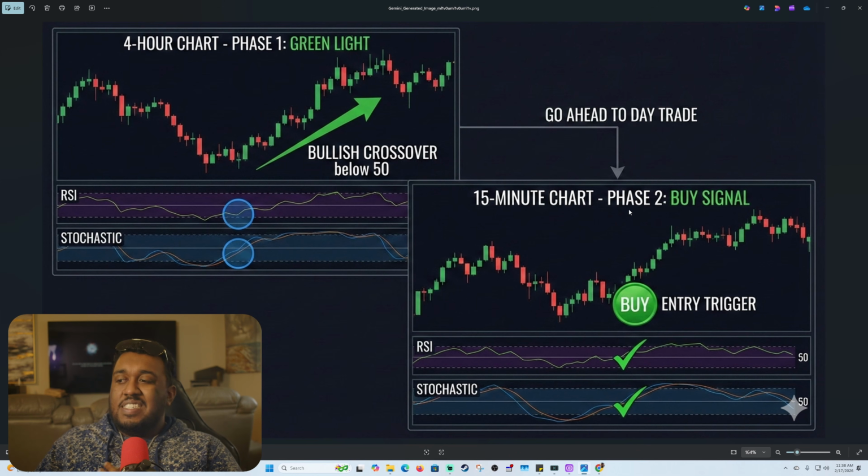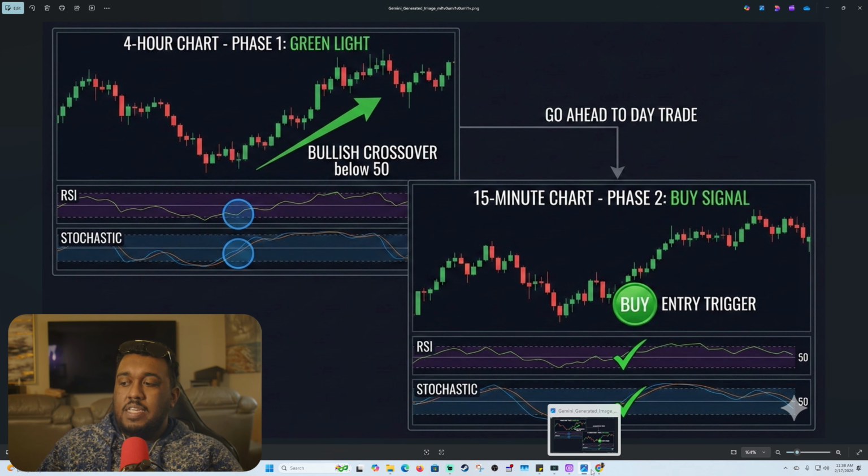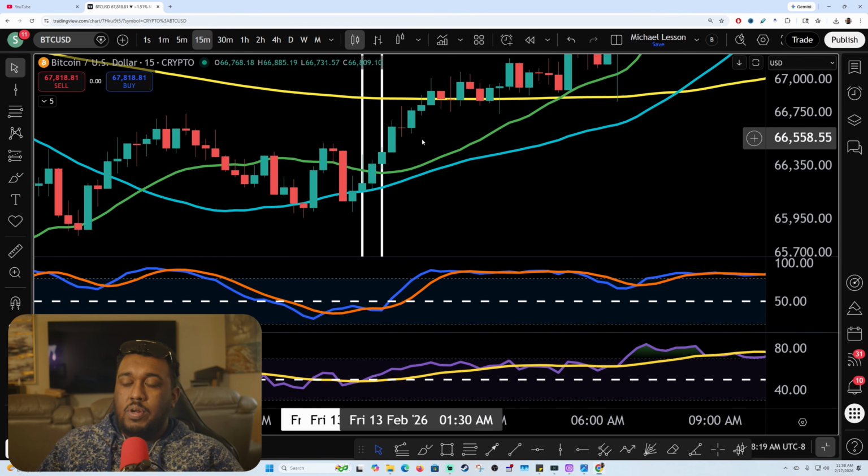And then you're looking for that exact same signal. You're looking for the stochastic to have a crossover and you're looking for the RSI to have a crossover. When both of those are having crossovers, with one of them being below the 50 level, if you try to go long, all of a sudden it becomes very easy to trade. So let me show you what I mean.